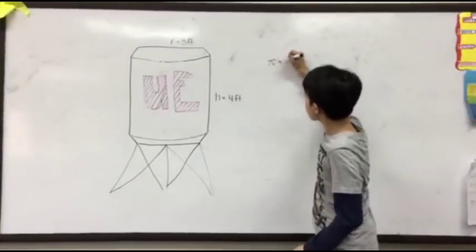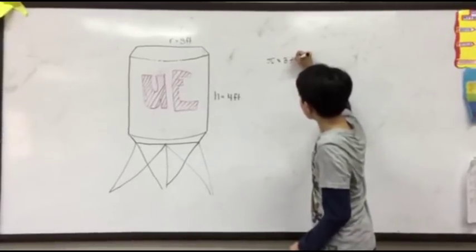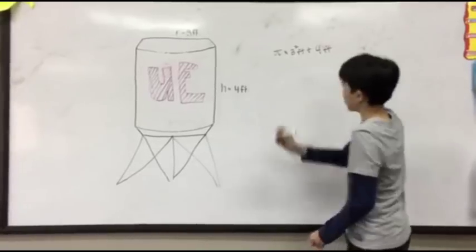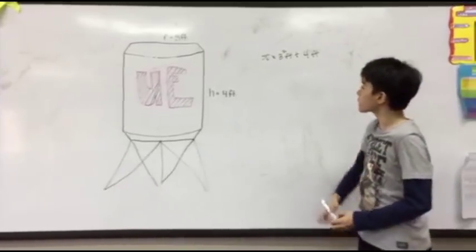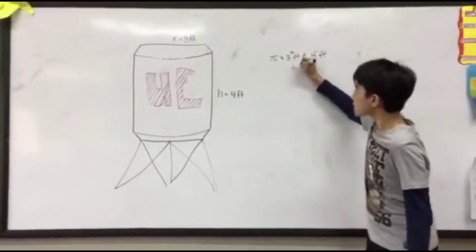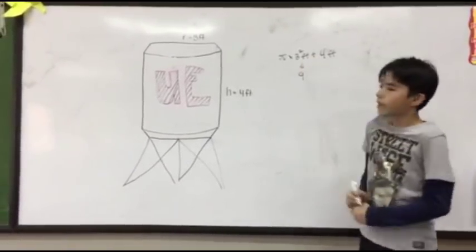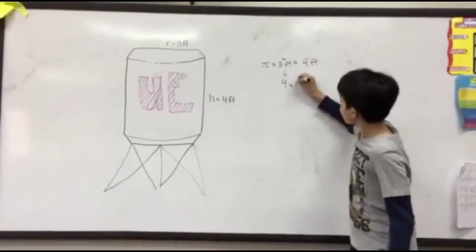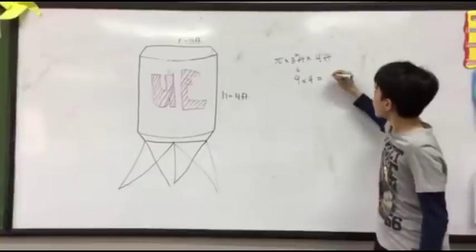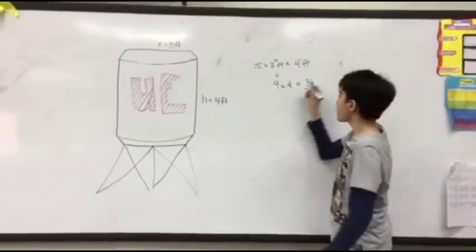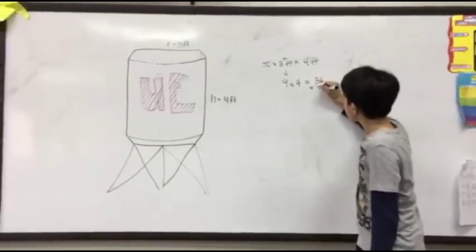Pi times 3 feet squared times 4 feet as the height. So, we multiply first 3 by itself because we're going to get the square. 3 squared is 9. 9 times 4 is equal to 36. Now, to get the volume, 36 times pi will be the right answer.